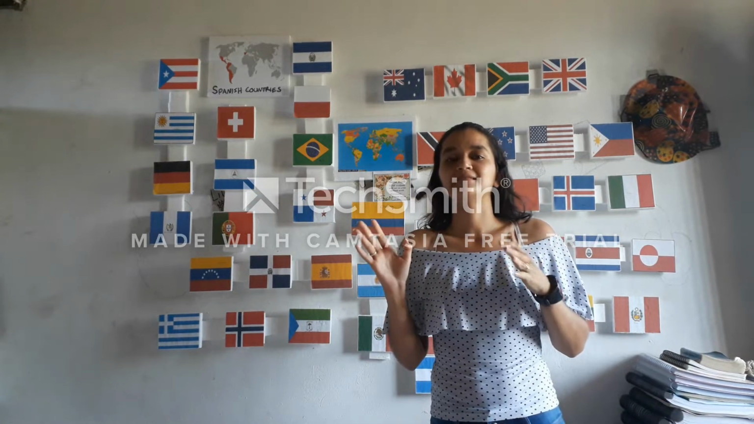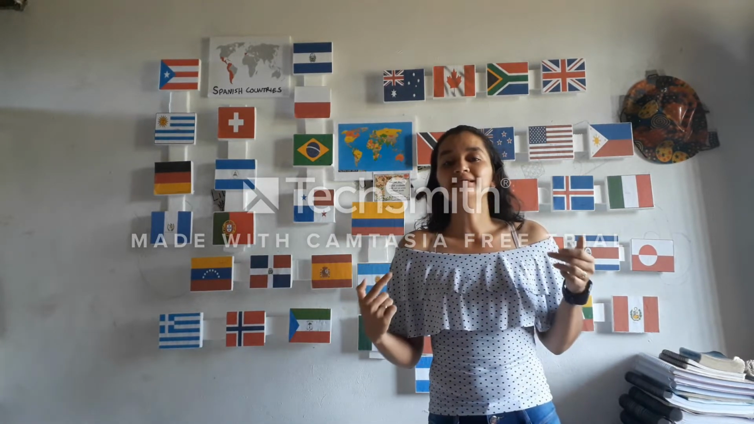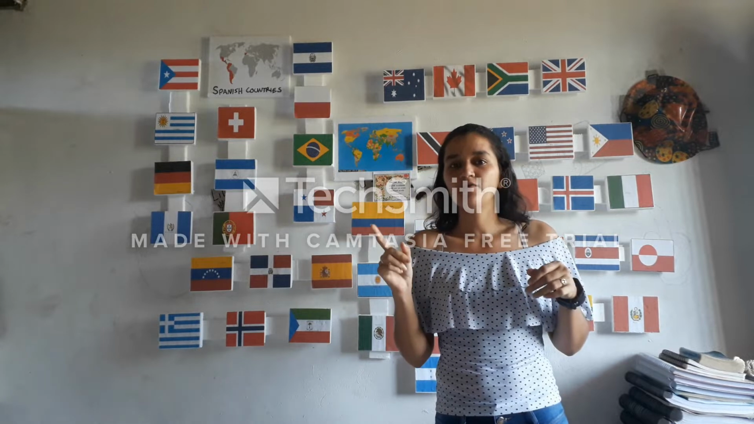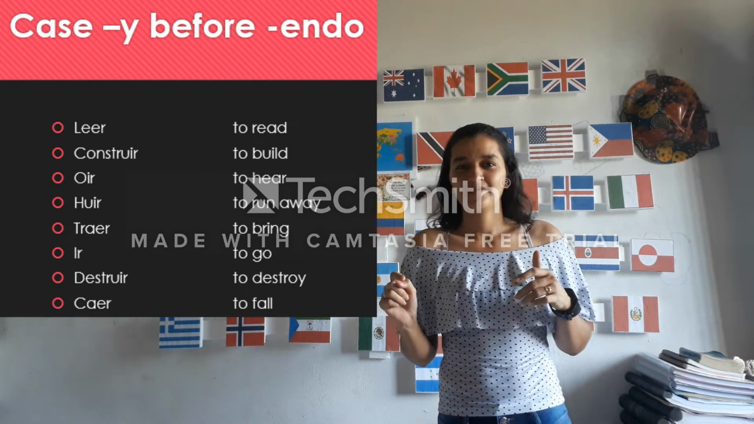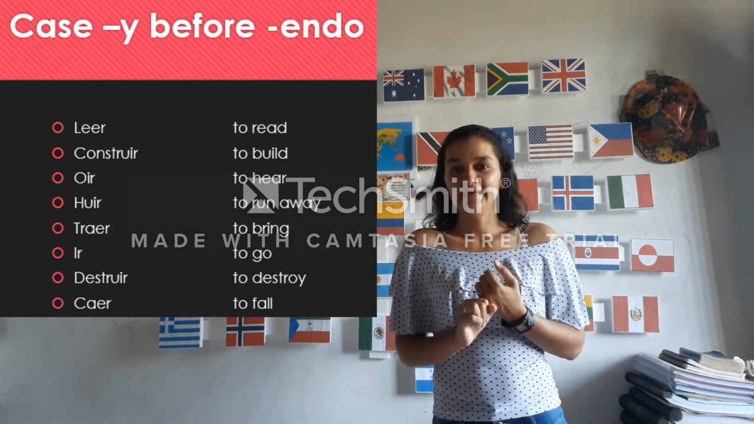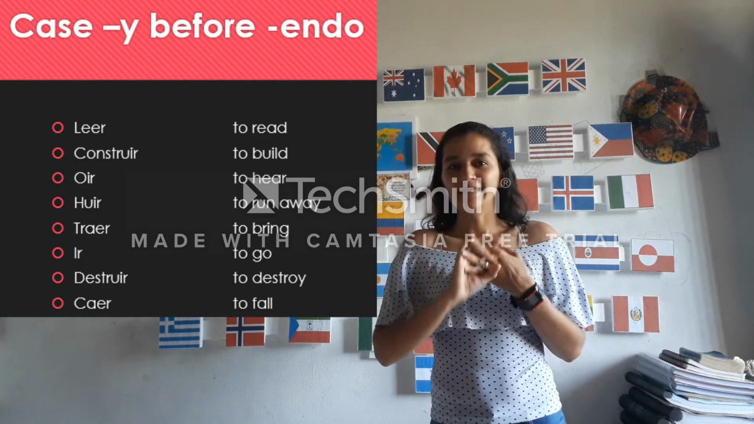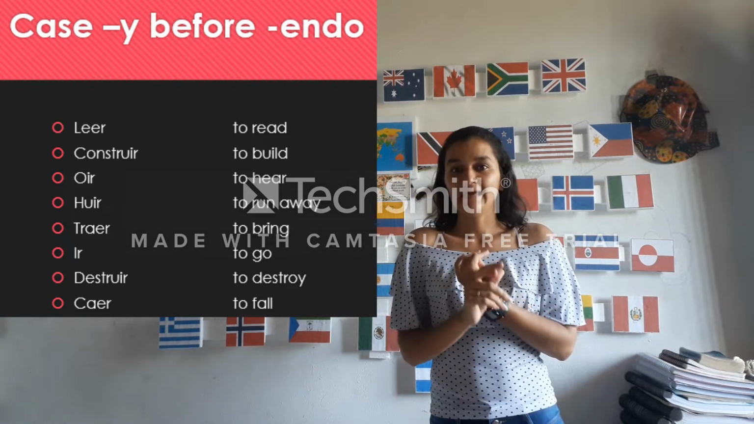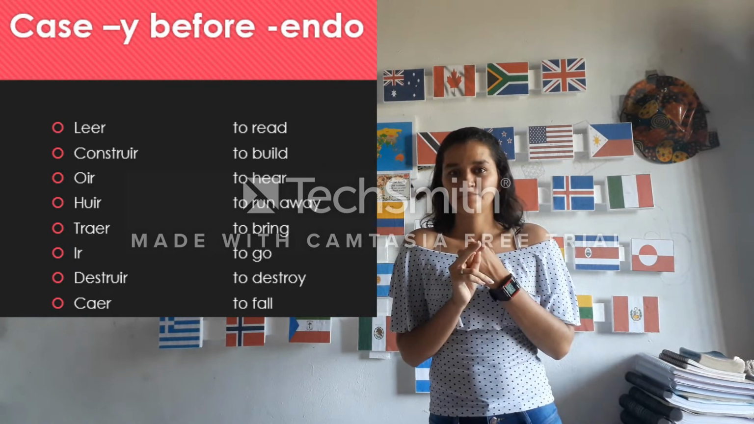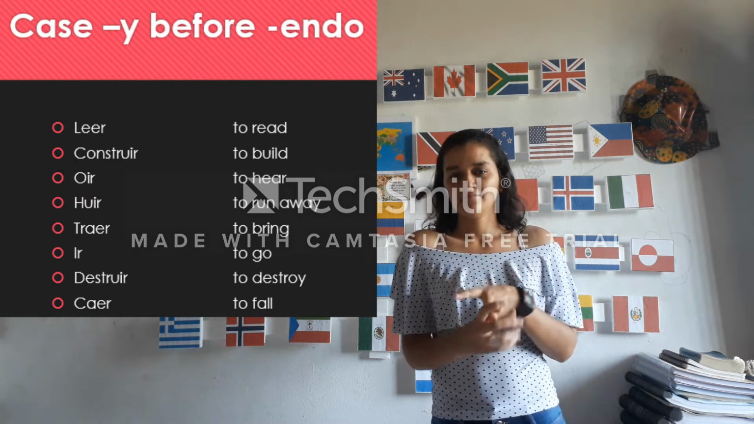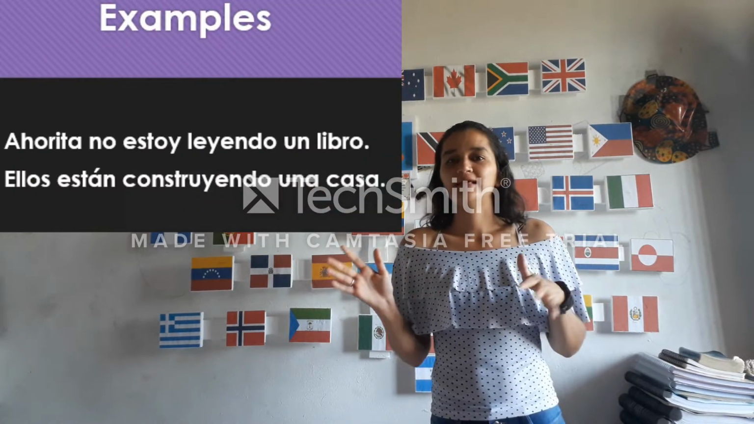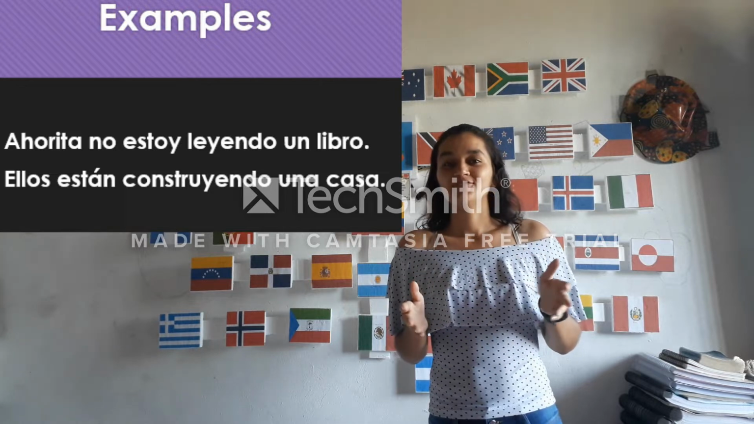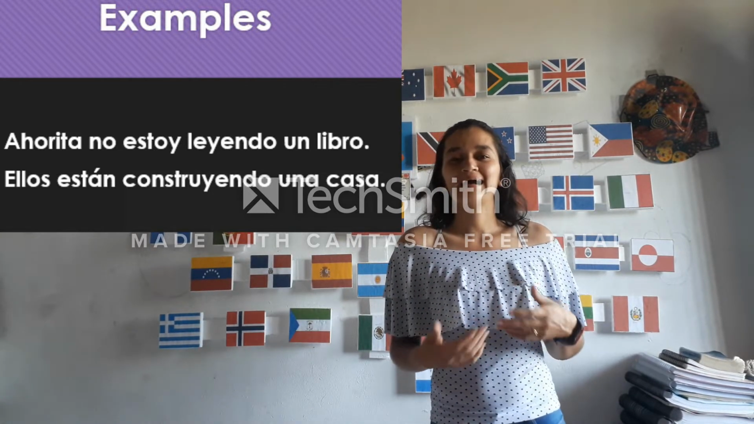Now, when the verb ends in a vowel before the ending, before er or ir, what we're going to do is replace the I in iendo with a Y. And it's going to sound yendo, yendo. Like in these verbs. Leer, construir, oír, huir, traer, ir, destruir, caer, and others. So for example, I would say, ahorita no estoy leyendo un libro. Ellos están construyendo una casa.